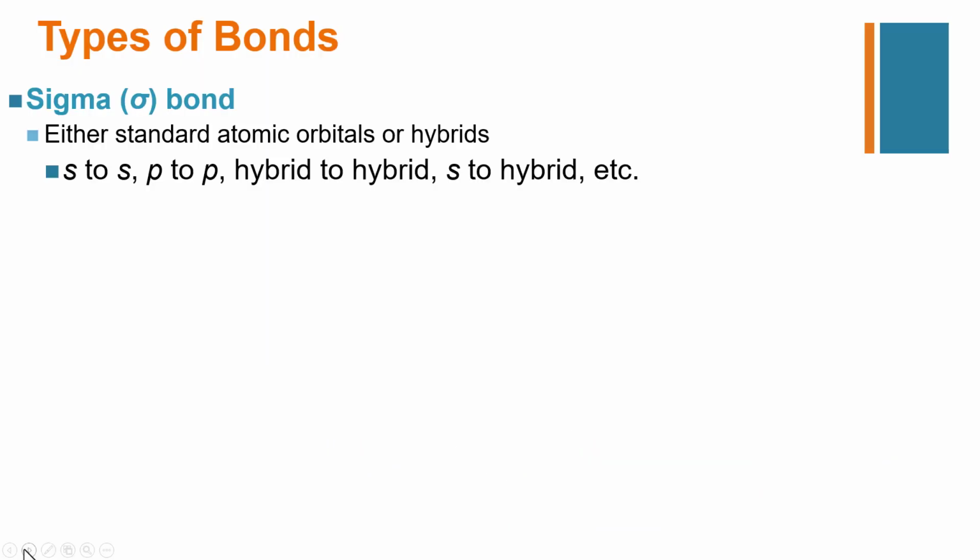So sigma bonds are going to be our single bonds. For sigma bonds, there really can be a plethora of different combinations that can make a sigma bond. So we could have standard S to S orbital overlap. We could have standard P to P overlap. Or we can mix any of the standards with the hybrids. We can mix hybrid with hybrid. So there's going to be a number of different ways that a sigma bond can be created. But really the main thing to remember here is that a sigma bond is going to be our single bonds.